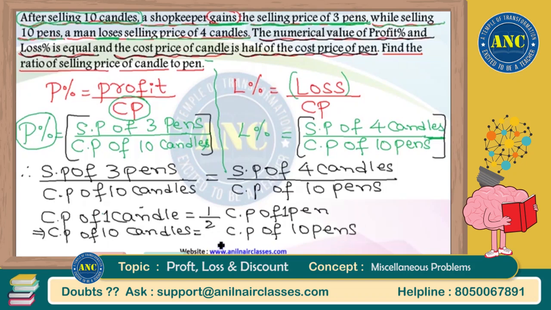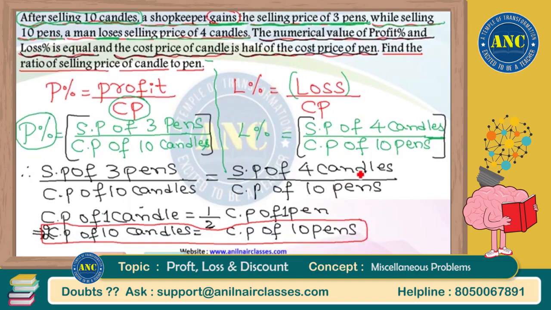Instead of writing half here, if I cross multiply this 2 to the left hand side, it is 2 times cost price of 10 candles is equal to cost price of 10 pens. Everyone, I believe it is very clear. Cost price of 10 pens is nothing but equal to 2 times of cost price of 10 candles. I hope the idea is clear, sir.